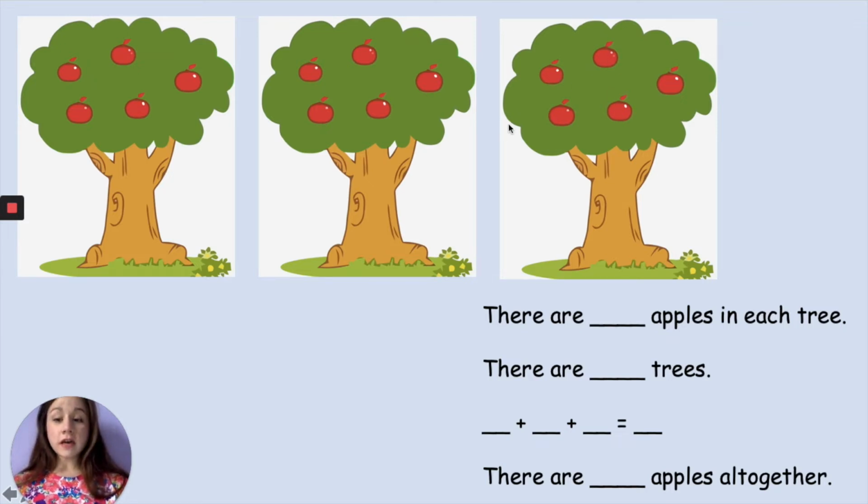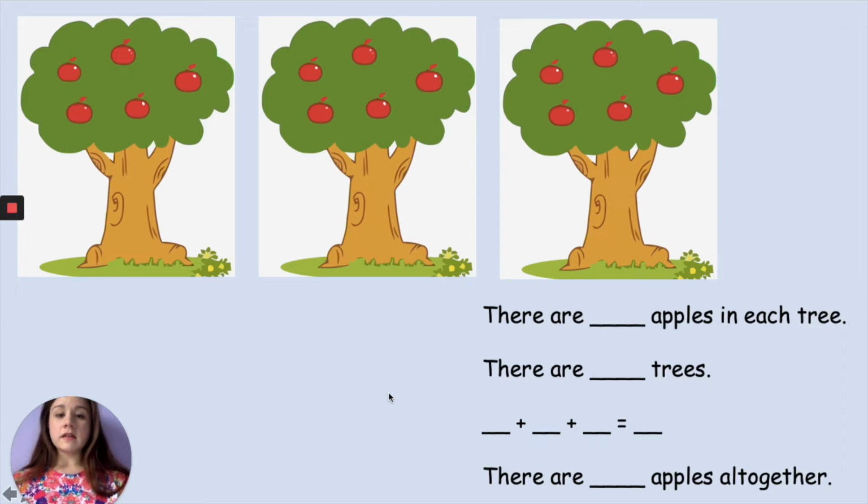Now we could count them 1 to 1, but in year 1 we are very clever, and if we know that they all have 5, we can count in 5s. So pause the video to say how many apples there are in each tree, how many trees there are, what your number sentence would be, and then fill in how many apples there are altogether.